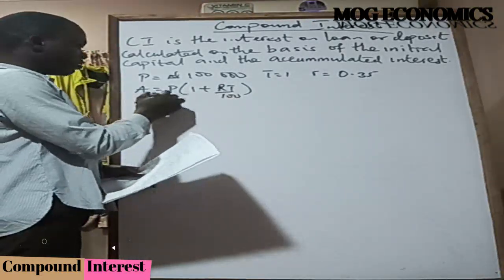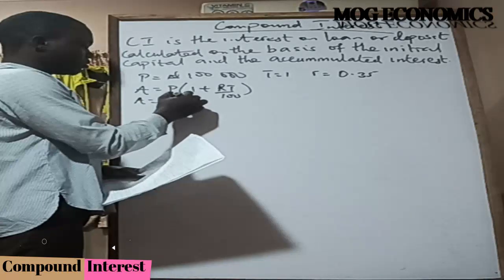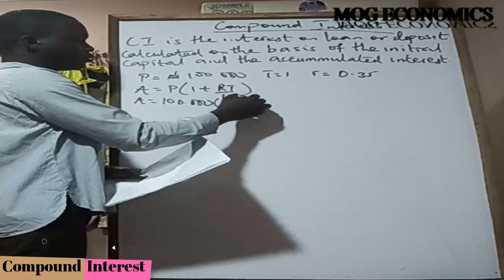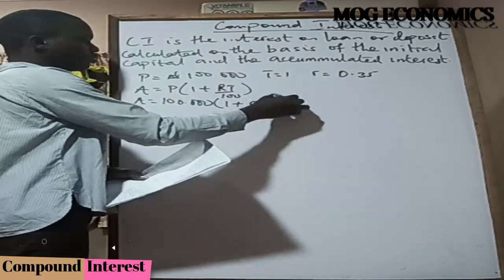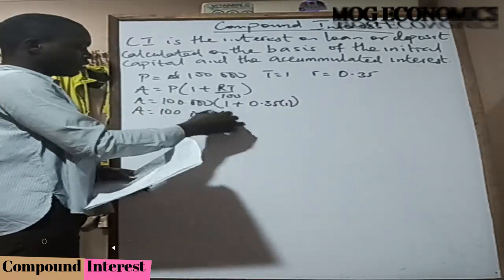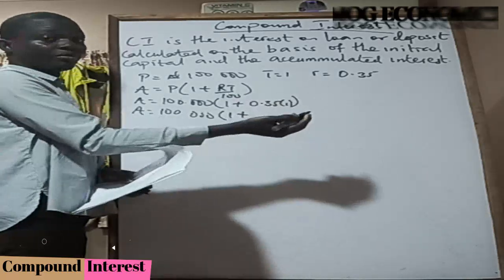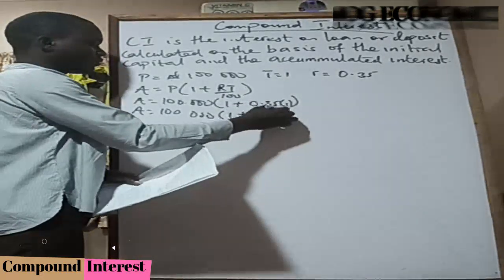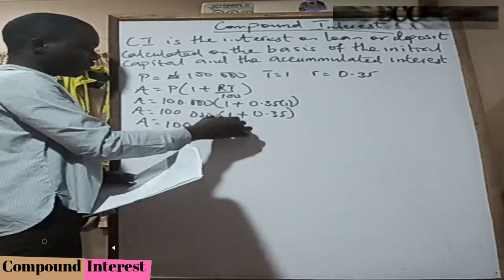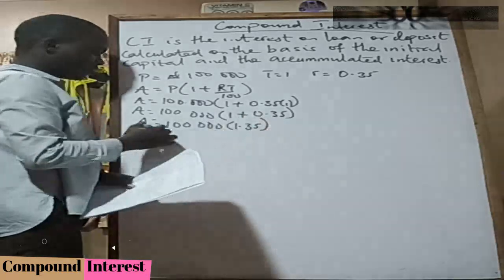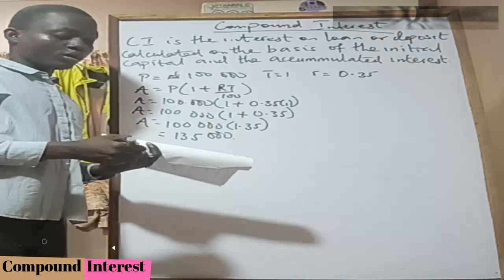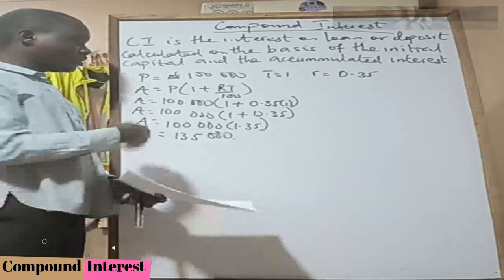So A is going to be 100,000 into bracket 1 plus 0.35 times 1. So A is 100,000 into bracket 1.35, and this is going to give me 135,000, which means at the end of the year, since I did it for 1 year and the interest rate was per annum, this is what I'm supposed to get.